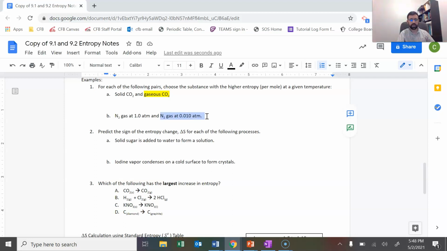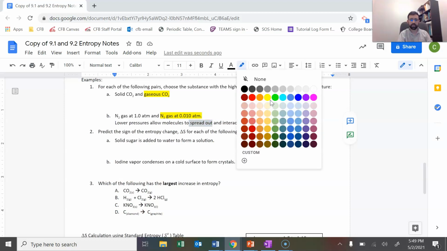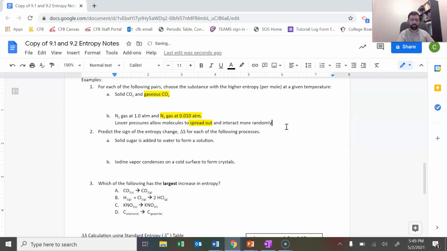So we would select this, and you may put a justification down here. Lower pressures allow molecules to spread out and interact more randomly. But one of the biggest things is that they are able to spread out. That's very significant to get.